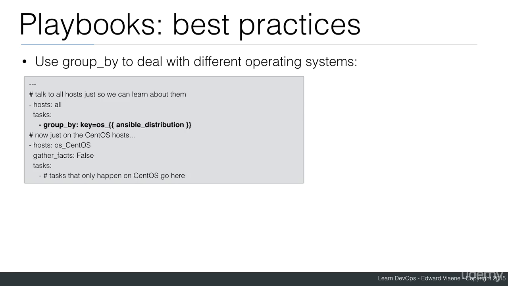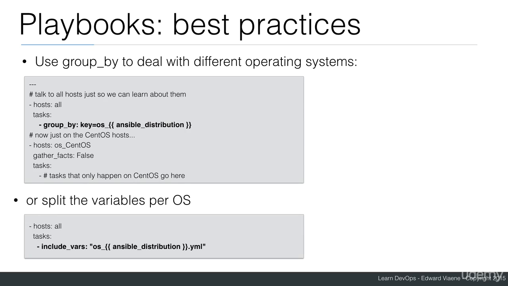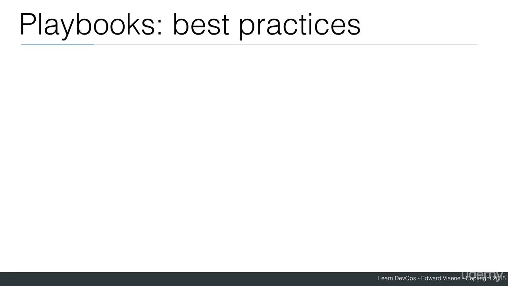Ubuntu works with apt and CentOS works with yum. You will have to write two separate blocks of code to have packages installed on both systems. Alternatively, you can split the variables per operating system. This line will include different variables depending on what operating system is installed on the host system.